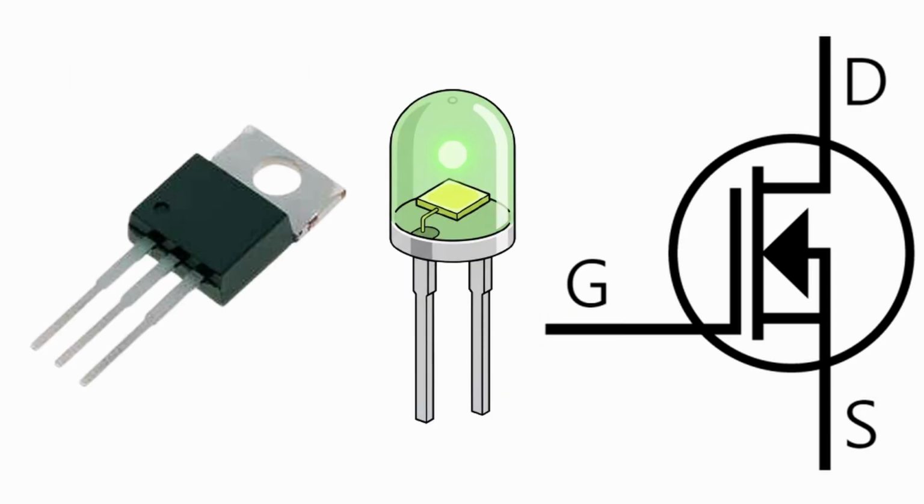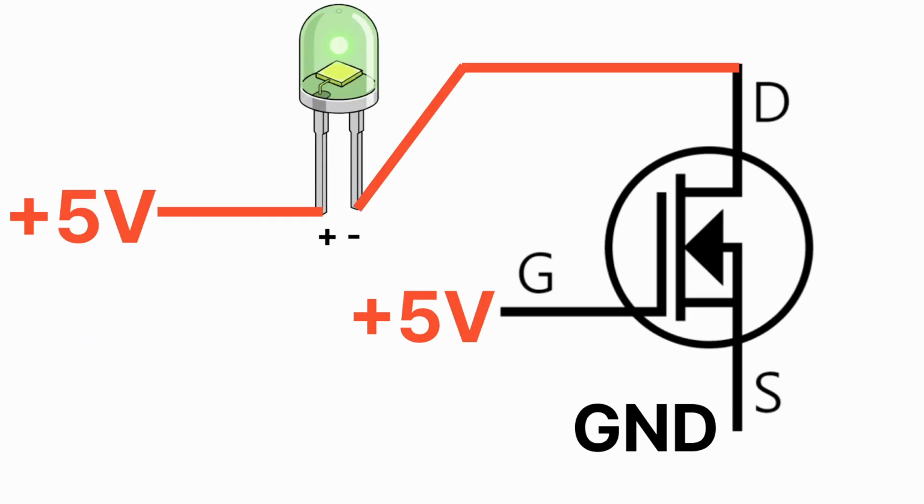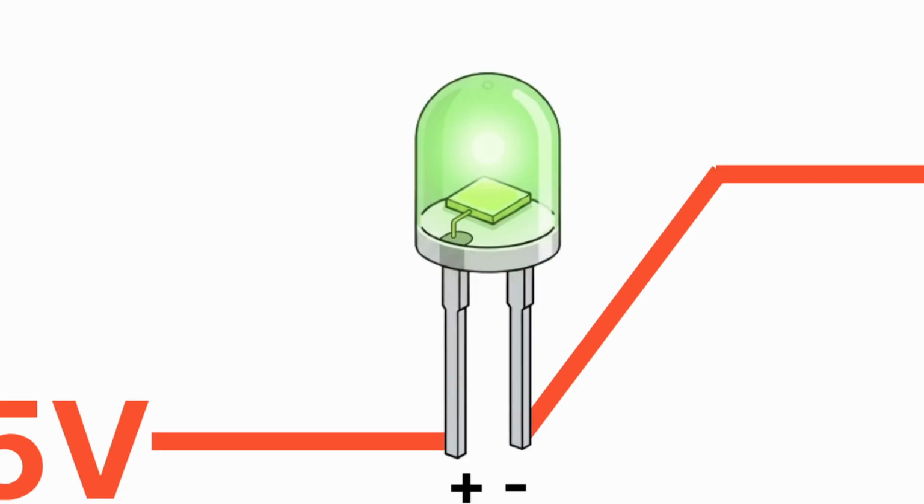We have the same MOSFET and LED. We connect 5 volt to the positive side of the LED, the negative side of the LED to the drain, ground to the source, and apply 5 voltage to the gate. This time, the LED works normally.